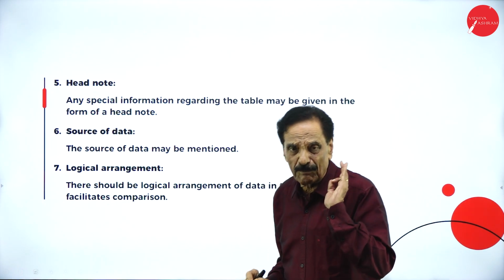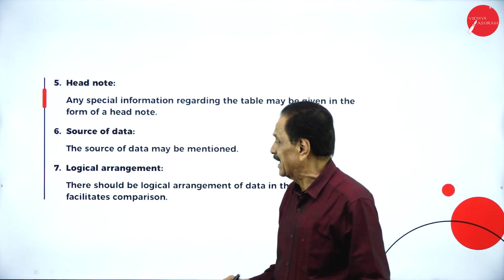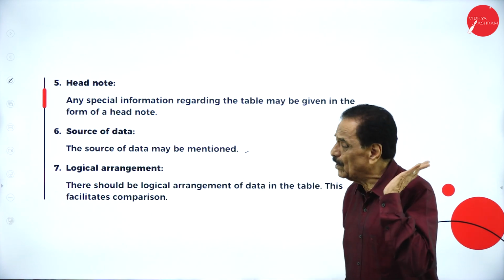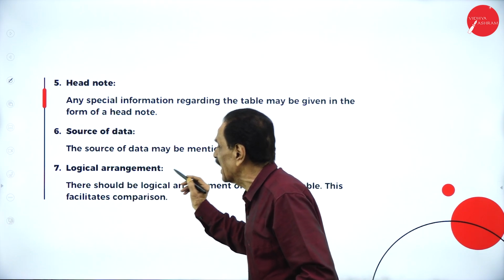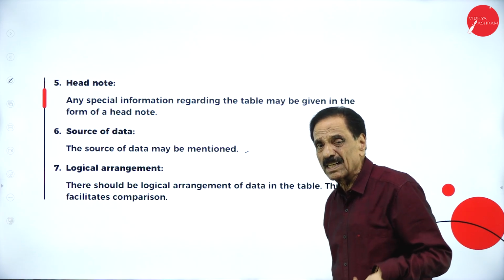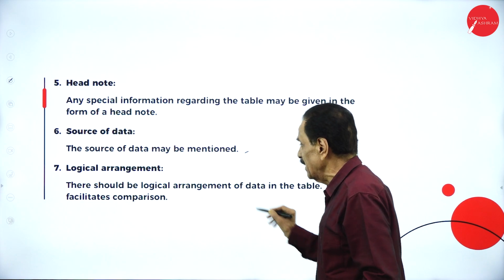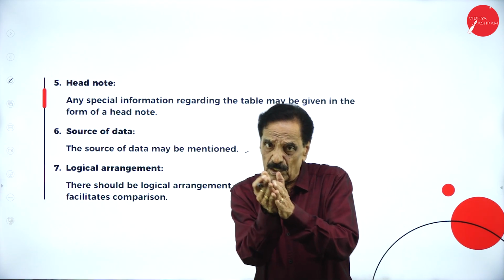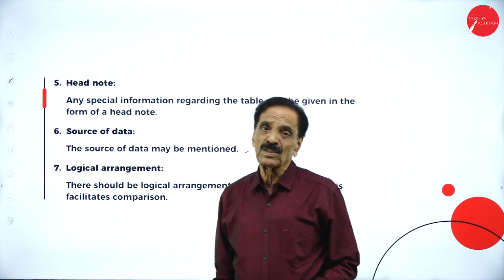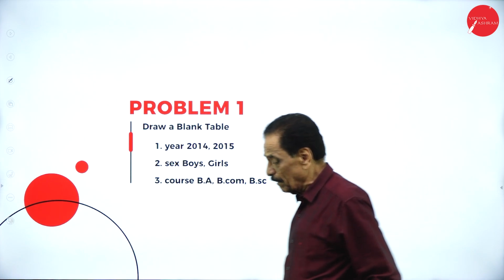Any special information if you want, we can give in the head note. Source of data. How did you get this data? The source of data may be mentioned. Last one, logical arrangement. We should arrange the data in such a way that students can get the answer. There should be a logical arrangement of data in the table, for ease of comparison. This may be asked for 5 marks. This is very important. Now we'll move on to the practical problems.